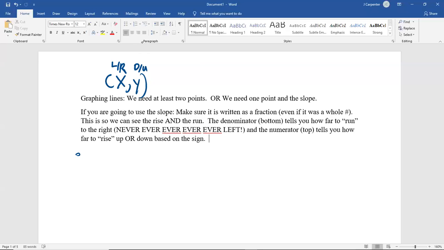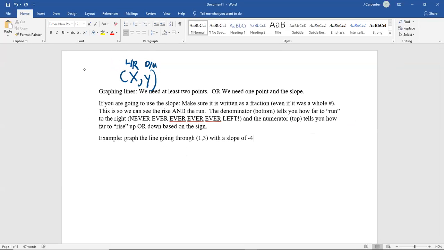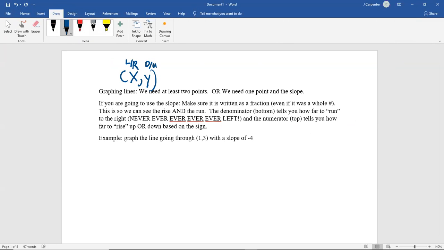All right, so for our first example: graph the line going through 1 comma 3, with a slope of negative 4. When you're doing this by hand, you'll have to actually make your axes. In my math lab, they'll be set up for you automatically, same for homework and tests. There we go.